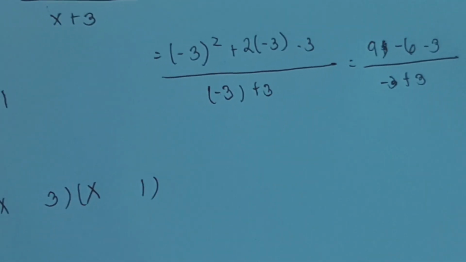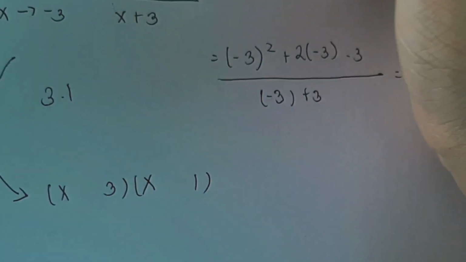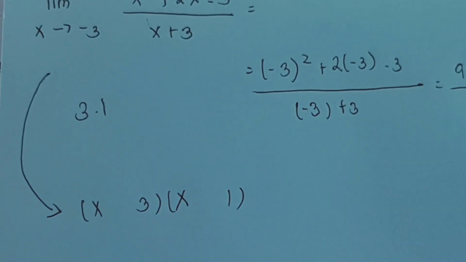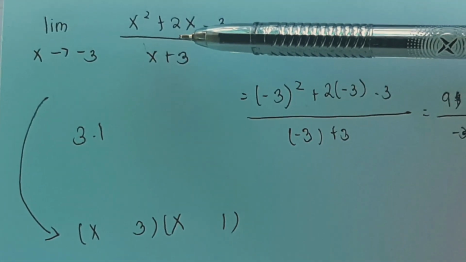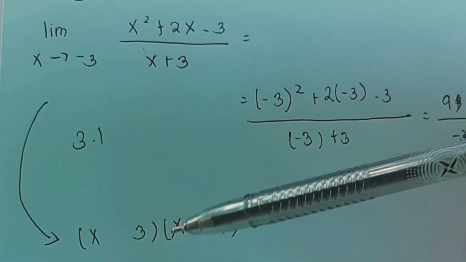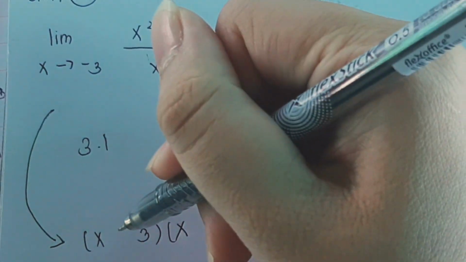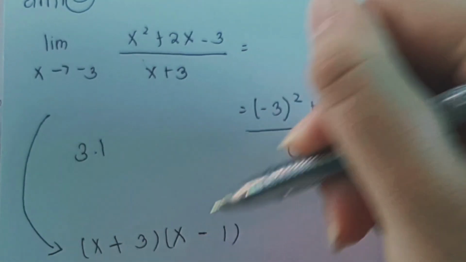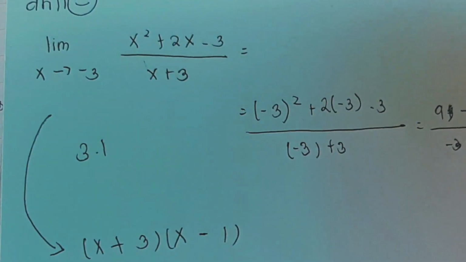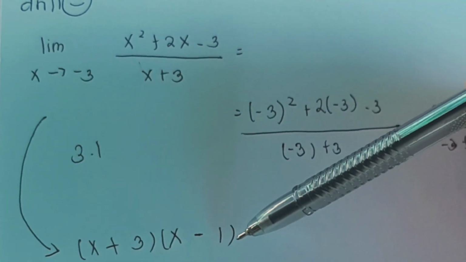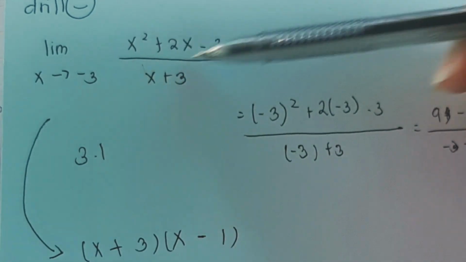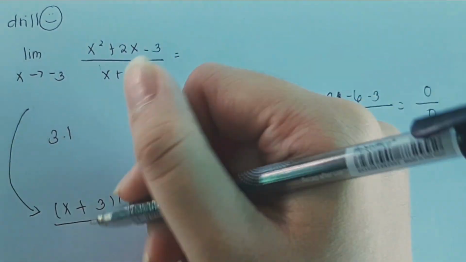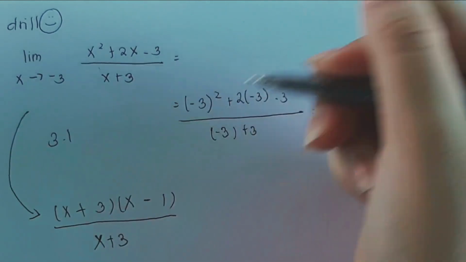And to identify our operations, we're going to look at 2x. So, we have positive 2x. So, we should have positive on the bigger number. So, we'll put plus or addition on 3 and here, negative. So, we have x plus 3 times x minus 1. And that is our factor for this equation. Then, this is a simple equation. So, we don't need to factor it out.